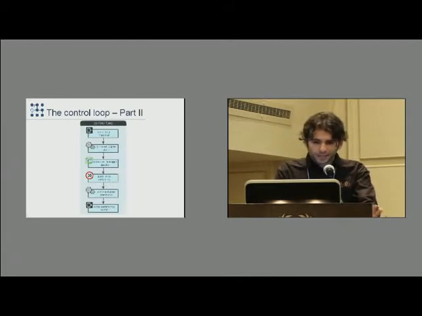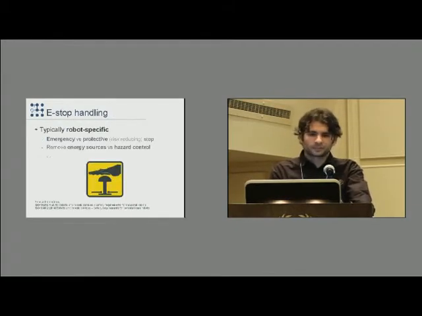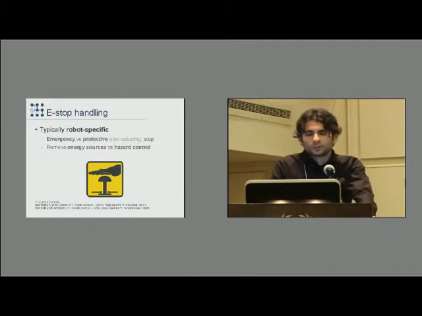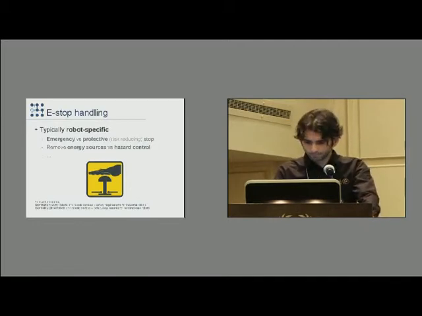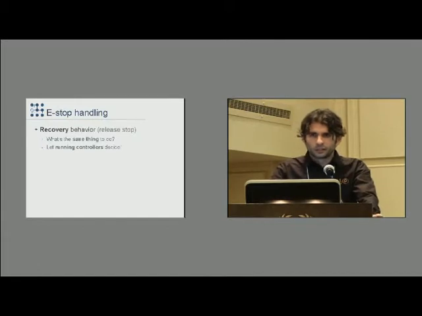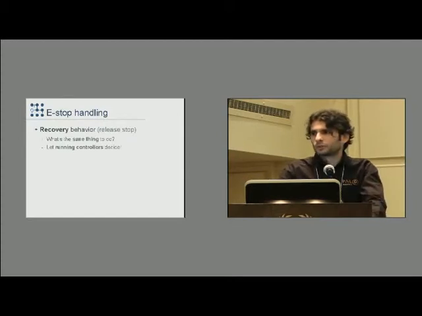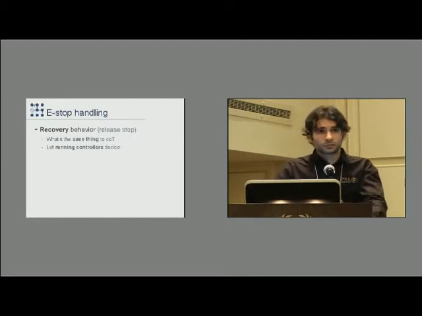Okay, and the last issue that is also concerned with safety is the e-stop. In general, the e-stop is typically very robot specific, so there's not much that we can do here for you. And there's also the distinction between an emergency stop, which is usually much harder, where you do things like remove energy sources, and a protected stop, which is meant to reduce risks and control hazards. But whatever you do, the issue remains that you have to recover from an emergency stop. So when you release the stop, what is the sane thing to do? Because you potentially have many controllers running that do different things, there is no one-size-fits-all solution on what you should do. So an interesting thing to do here is to let controllers decide.